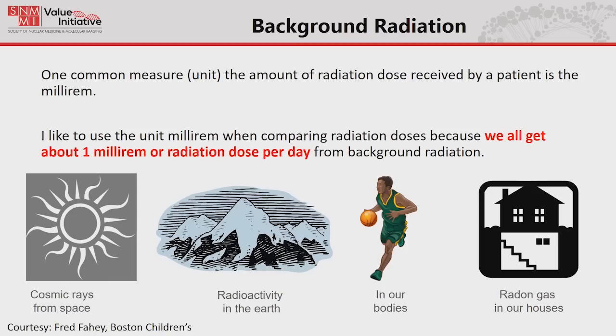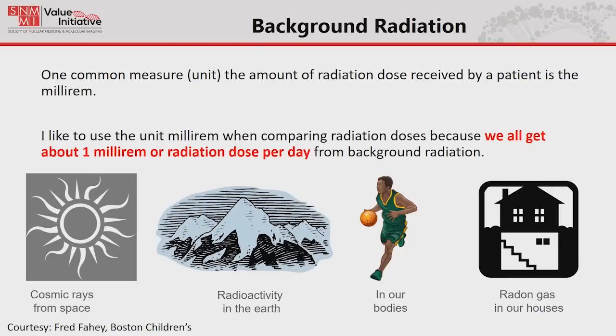Just a few minutes on radiation safety, and we are dealing with radioactivity here. A lot of times in literature you'll see the unit millisievert. For purposes of this talk, I want to use the millirem. It's not the standard unit, but I like it because we get about 1 millirem from background radiation. We get about 1 millirem of radiation dose per day. So that's an easy thing to just kind of remember in the back of my mind. So by walking around, we got 1 millirem.